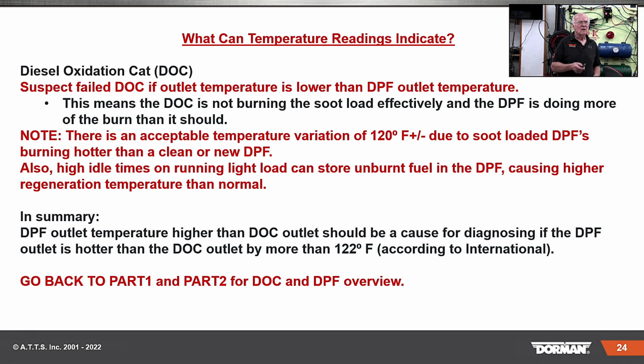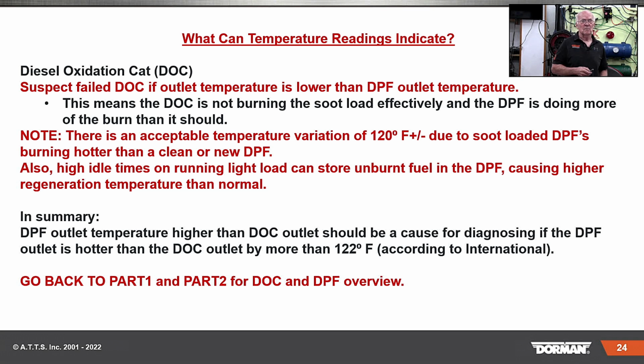So what can temperature readings indicate? Now we're talking about the DOC. Suspect a failed DOC if the DPF outlet temperature is lower. This is definitely just generic here, guys, so look at it kind of generically. This means the DOC is not burning the soot load effectively, and the DPF is doing more of the burn. Just think about these concepts here.